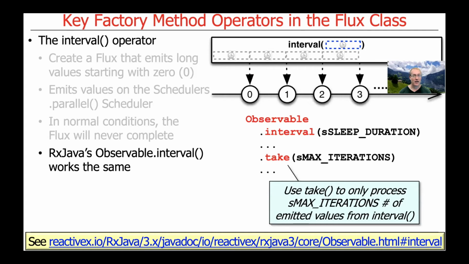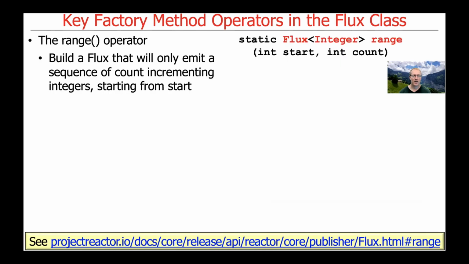The RxJava Observable.interval method works the same way as the Project Reactor Flux.interval method. Again, you can see we can say Observable.interval and give it a duration. It's actually a slightly different type, but the same basic idea. It'll generate the values incrementing at that period or interval. And then in this case, we're only going to take a certain amount of them.